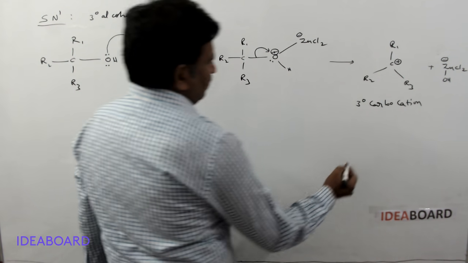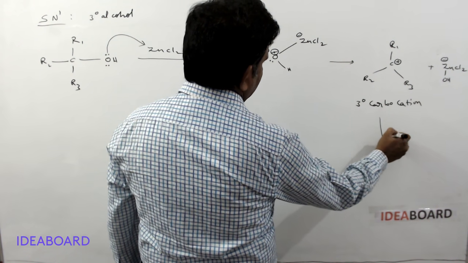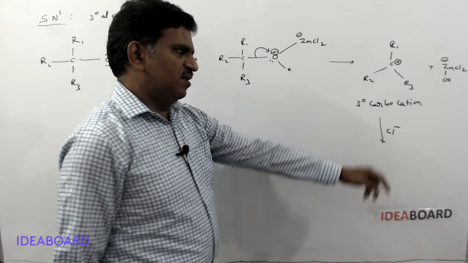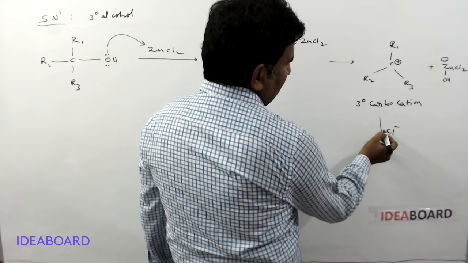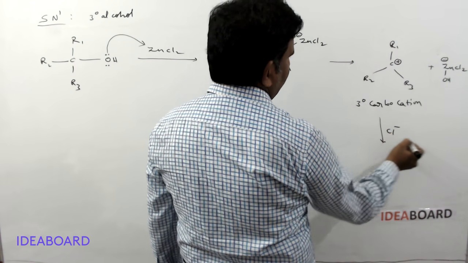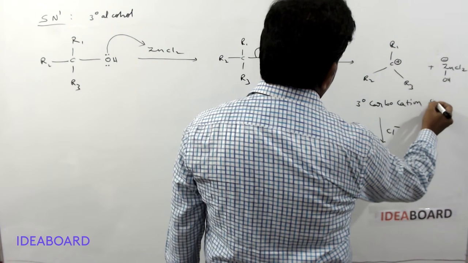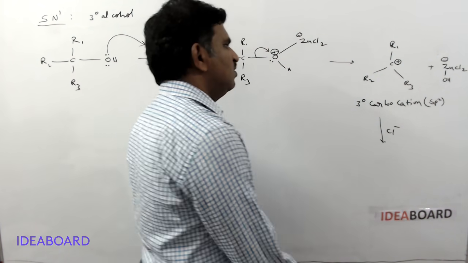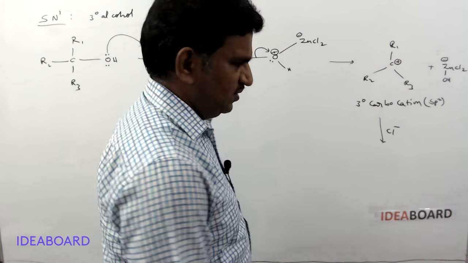And this tertiary carbocation is attacked by the Cl minus ion. We are taking HCl that gives Cl minus ion. The Cl minus ion is a nucleophile. It can attack from either the back side or the front side because the carbocation is trigonal planar. It is sp2 hybridized and a trigonal planar shaped molecule, so it is attacked from either the front side or the back side.